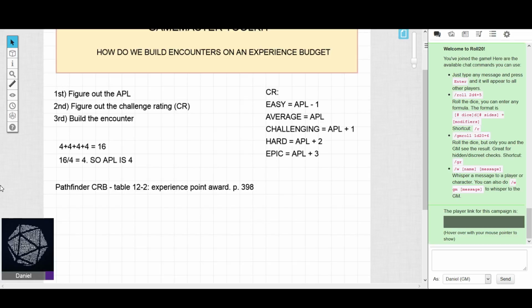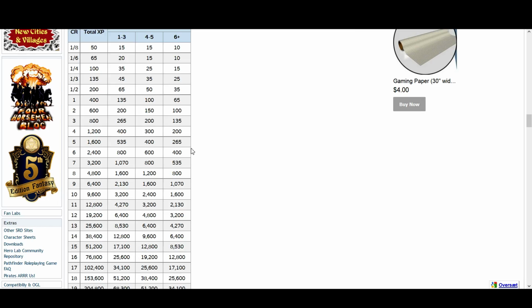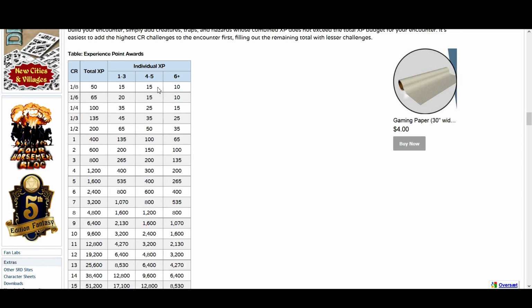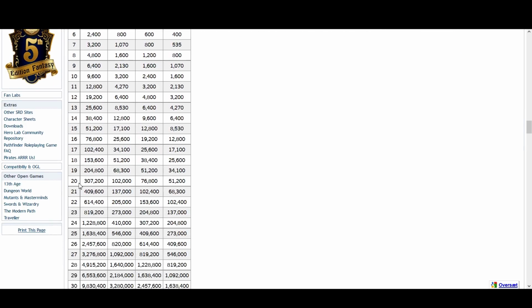So it'll say, let's have a look at it actually. Let's go into this page here. Right, this is the Pathfinder SRD. It's a web page. This is what that table looks like. So you can see challenge rating 1 has a total experience of 400. Challenge rating 2, 600, and so on and so on.